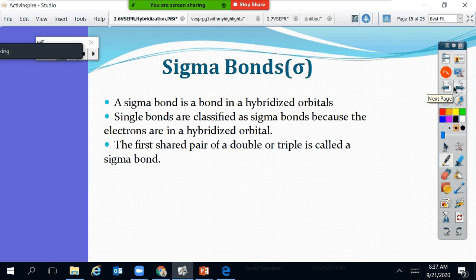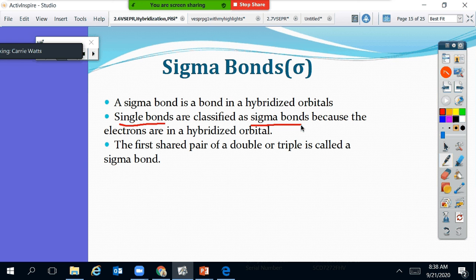Now there's 2 types of bonding that happens when these orbitals get hybridized. 2 types. One's called a sigma bond, one's called a pi bond. Sigma and pi. Single bonds are classified as sigma bonds. So single bonds are always sigma bonds. It's basically an overlapping.